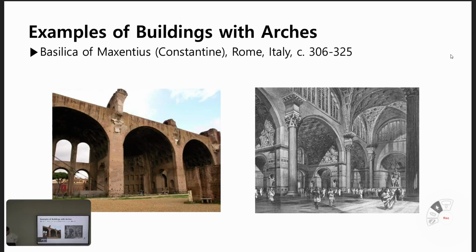And the next example is the Basilica of Maxentius. You can guess the height of this building by the size of people in the right picture. The height of this building is 39 meters. It is quite a high building.